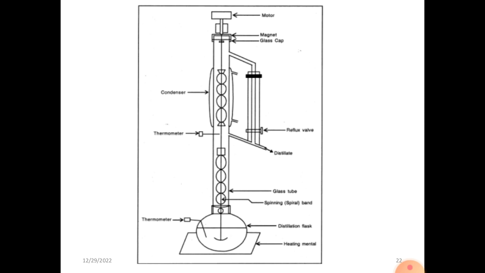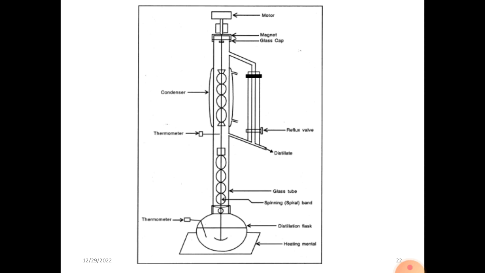In the upper part there is a condenser with a water circulation process, and the motor is shown at the top of this, which rotates the spinning band. Then a magnet is provided to rotate this frequently. At the right hand side one column is shown, which is connected to distill out the organic components. So this is the diagrammatic presentation of the spinning band.